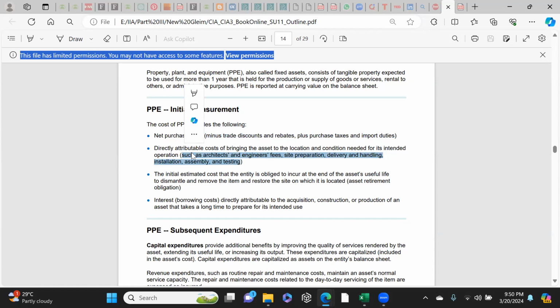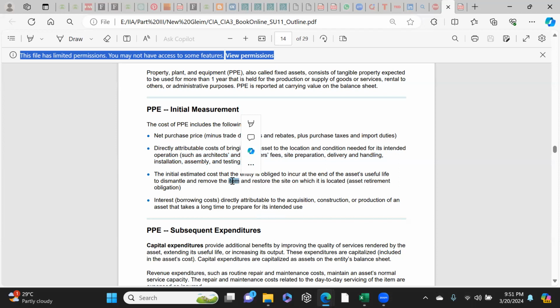Then there is the initial estimate of the cost that the entity is obliged to incur at the end of the asset's useful life to dismantle and remove the item and restore the site in which it is located. This is not a very commonly spoken about thing. At the end of the period, you have to remove, dismantle, and prepare the location ready for the rest of the activities. So that dismantling cost, which is going to be incurred at the end of the period, you can add to the cost of the asset, and that can be absorbed over a period through your depreciation.